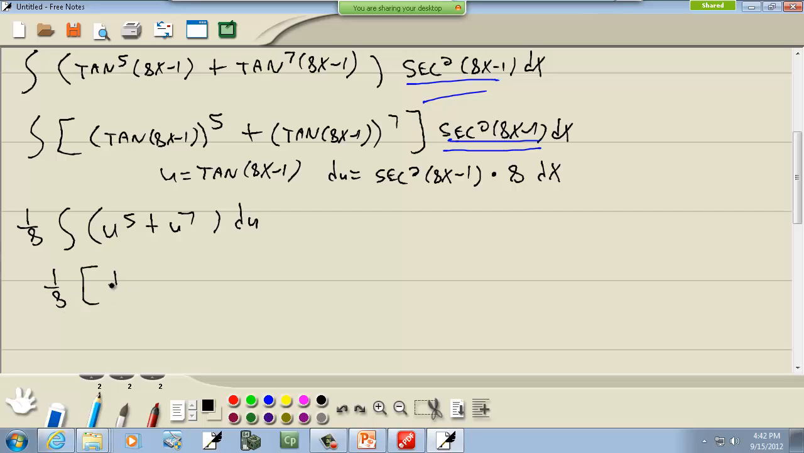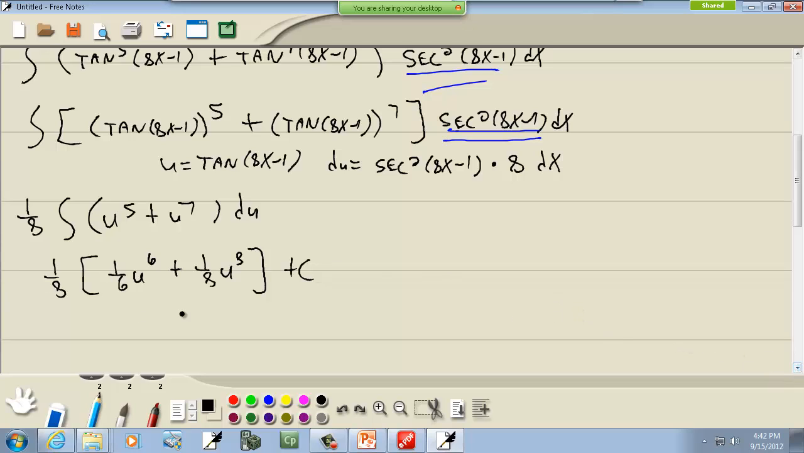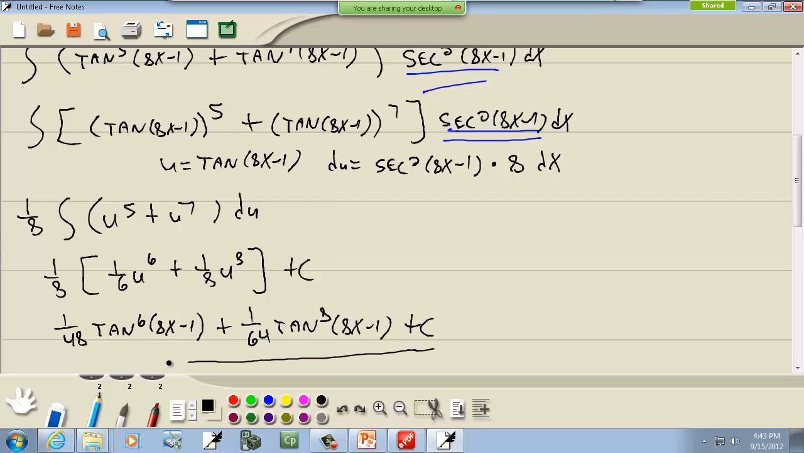Add 1 to our power, divide by our new power. So that's 1/6 u to the 6th plus 1/8 u to the 8th plus c, which gives us, I'll multiply the 1/8 through, 1/48, and u we said was tangent. So that's tangent to the 6th of 8x minus 1. And 1/8 times 1/8 there gives us 1/64th tangent to the 8th power of 8x minus 1 plus c. And that's our answer.